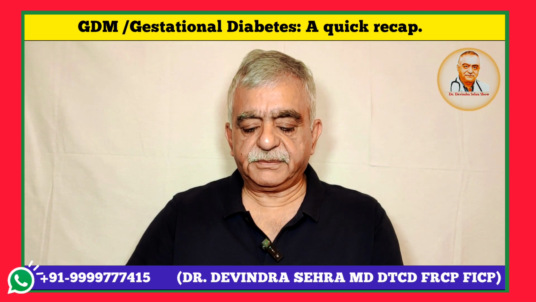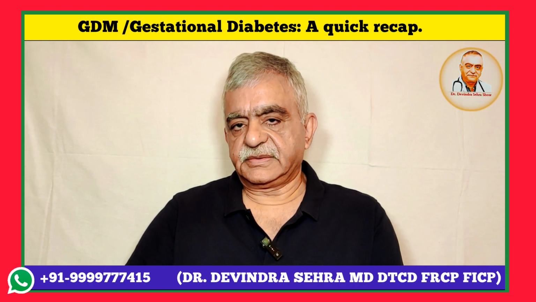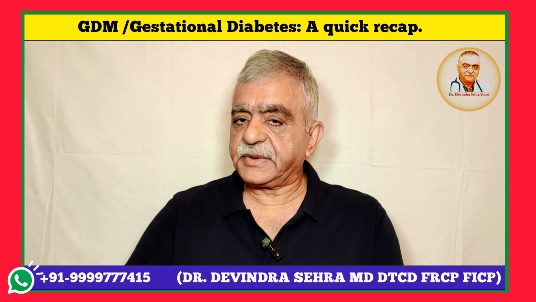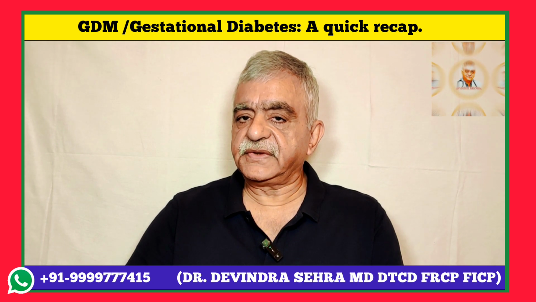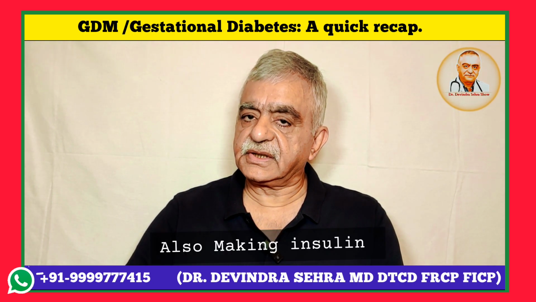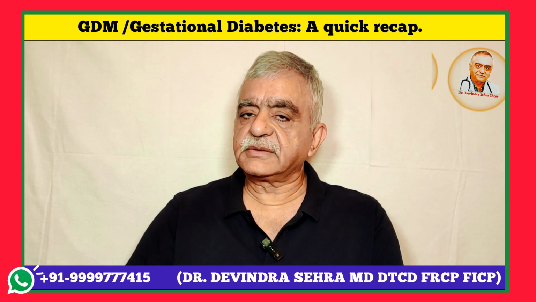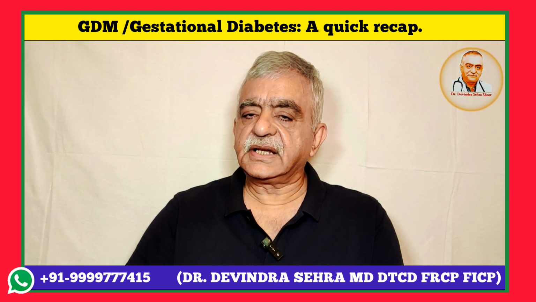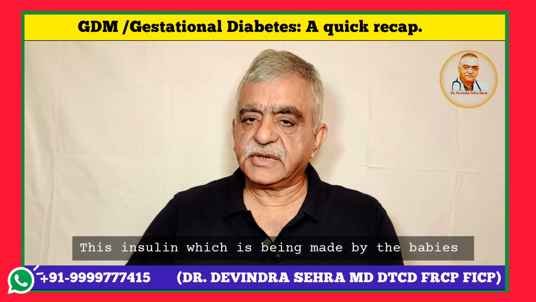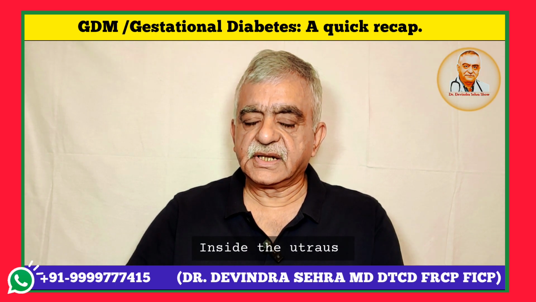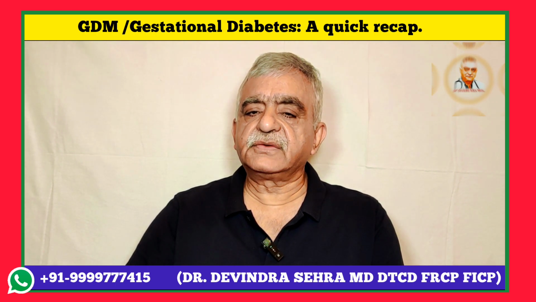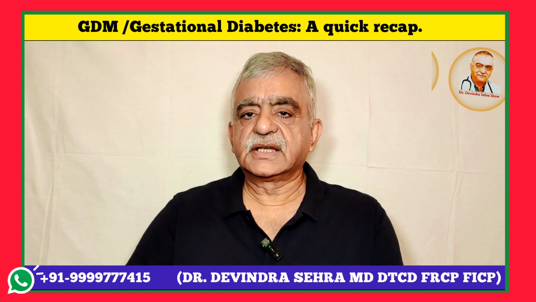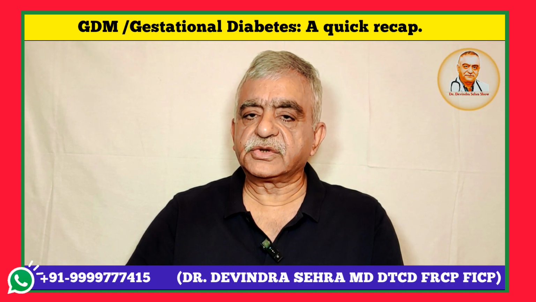Why should a GDM pregnant mother take the treatment? This is very important because the fetus in utero is also making insulin. His or her pancreas has been making insulin since the baby was 1.5 months in utero, and this insulin being made by the baby inside the uterus should be for not more than 140 milligram percent. If the expectant mother's blood sugar is high, the insulin being produced by the baby in utero is higher.